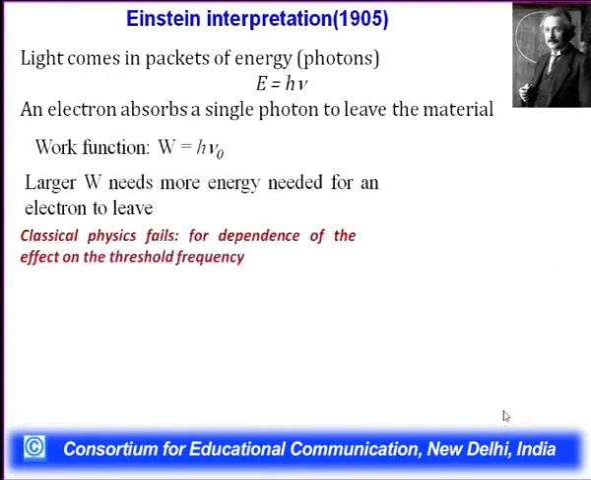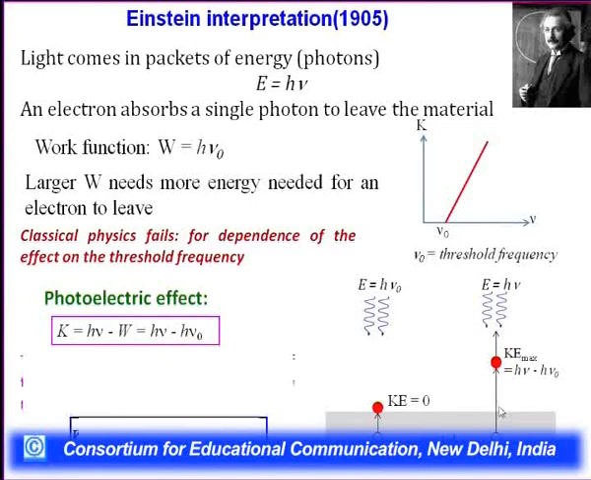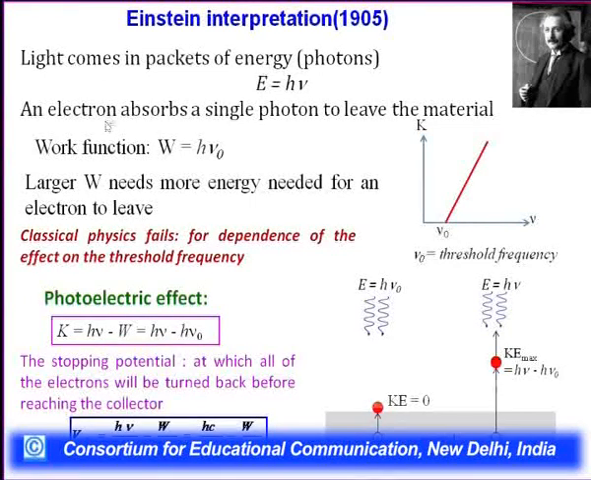Then Einstein's interpretation of the photoelectric effect defines that light comes in packets having energy E equal to h nu, which is known as a photon. An electron absorbs a single photon to leave the material. Then the work function is defined by W equal to h nu naught, which is the minimum value needed to eject the electron from the metal surface. A larger W means more energy is needed for an electron to leave.